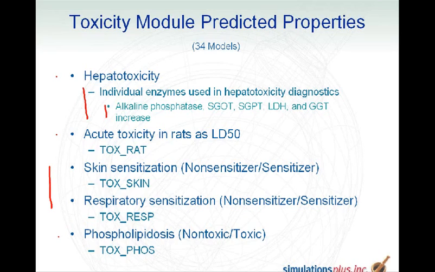And then finally, phospholipidosis. So phospholipidosis is a lysosomal storage disorder, and it's characterized by accumulations of phospholipids in the tissues of the body. So lysosomes are these organelles in cells, and they contain enzymes which remove waste material from the cell. So in individuals that have this lysosome disorder, molecules that are normally metabolized become trapped in the cells.